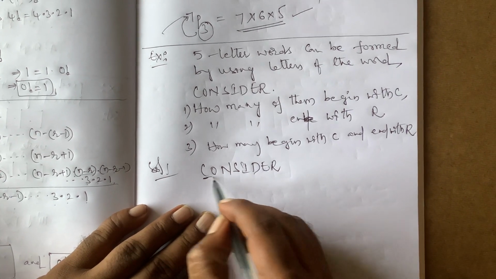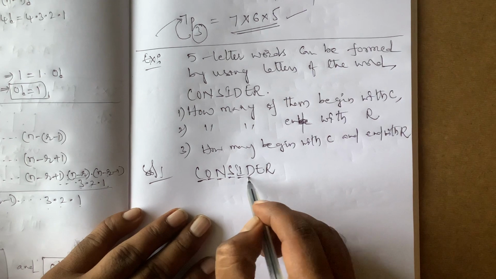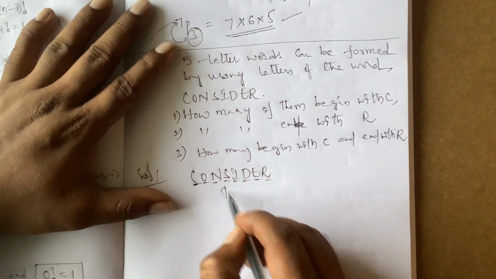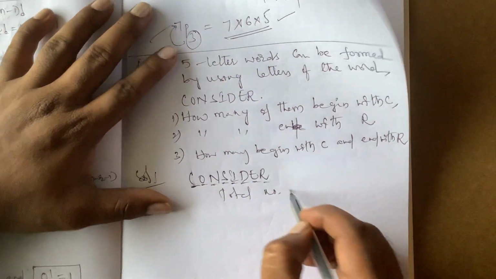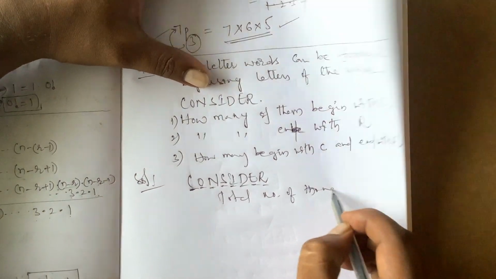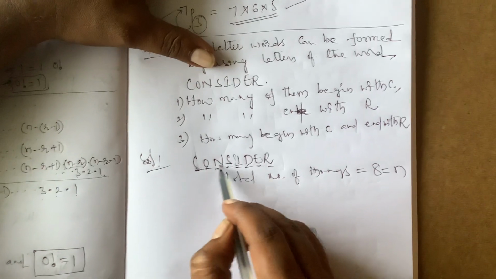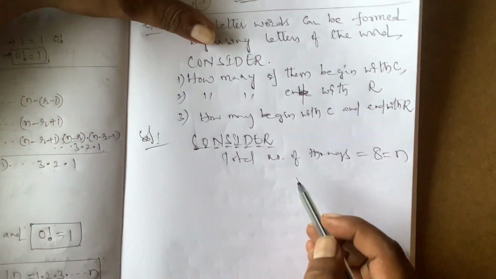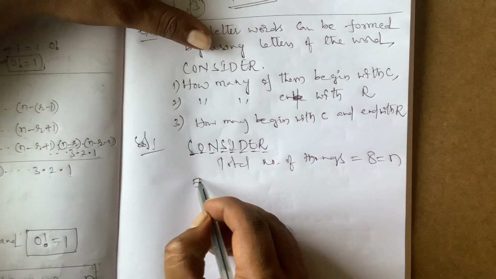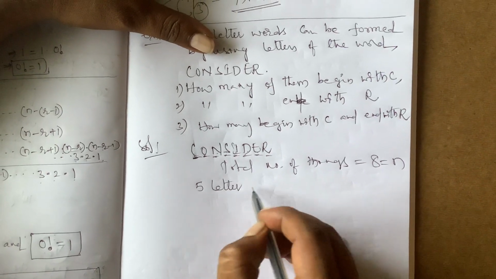In this, consider 1 2 3 4 5 6 7 8. So the total number of things is equal to 8 things they have given. 1 2 3 4 5 6 7 8. Now the first concept is 5-letter words.